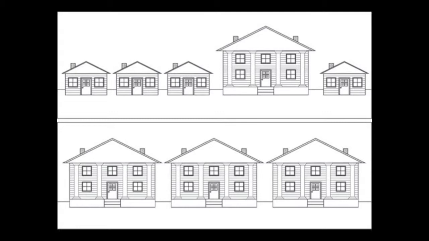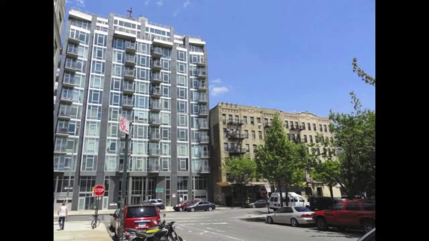A building's scale depends on what is nearby, and is a key factor in determining how well it blends in with its surroundings. Notice how the two-story house on top looks out of place with much smaller one-story homes, while in the second row it fits because it's in scale with its neighbors. Notice how the new building on the left dwarfs the older building on the right.